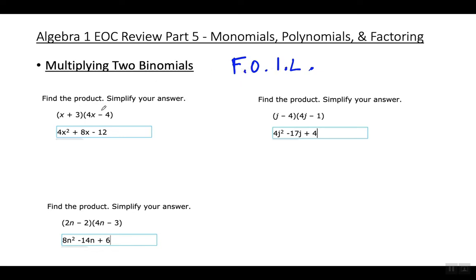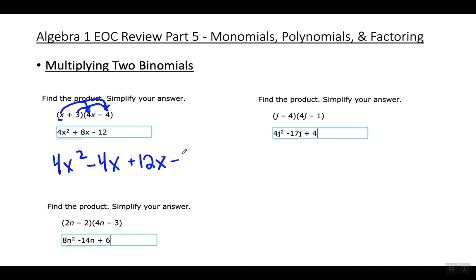When you're multiplying two binomials, bi means two. So that means that you have two terms in this parentheses and two terms in this parentheses. What you got to do is take the first term and distribute it to each one of these, so x times 4x is 4x to the second power. X times negative 4 is negative 4x. Now do the same thing with the second term. Distribute it to each one of these. 3 times 4x is positive 12x. And 3 times negative 4 is negative 12.